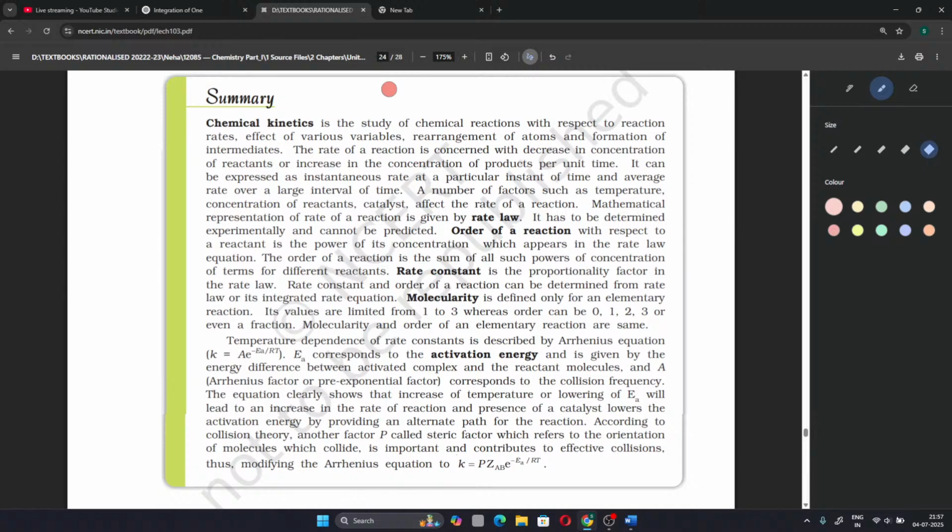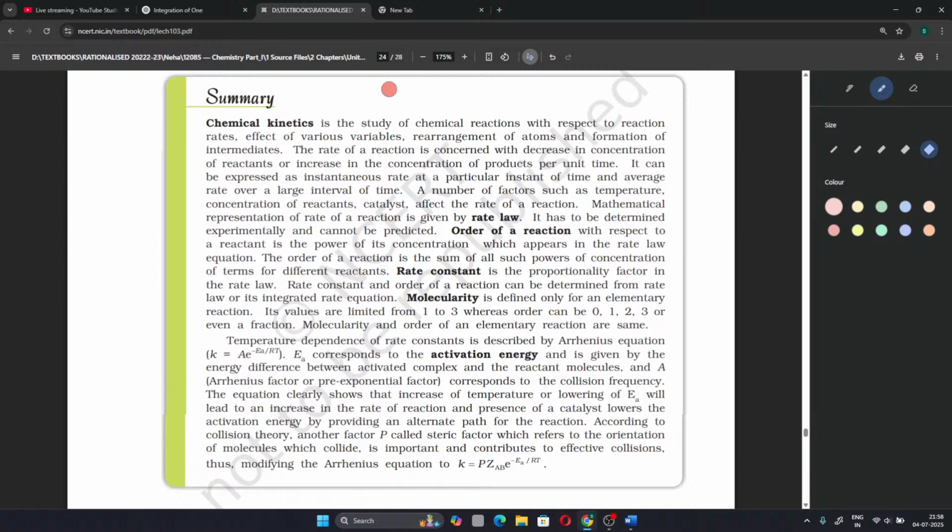Molecularity is defined only for an elementary reaction. Its values are limited to 1 to 3, whereas order can be 0, 1, 2, 3, or even a fraction. Molecularity and order of an elementary reaction are the same. Temperature dependence of rate constant is defined by Arrhenius equation. EA corresponds to the activation energy and is given by the energy difference between activated complex and the reactant complex. It's actually the activated complex.